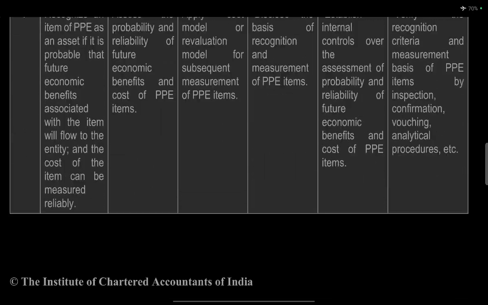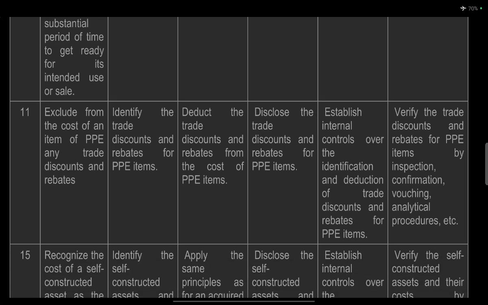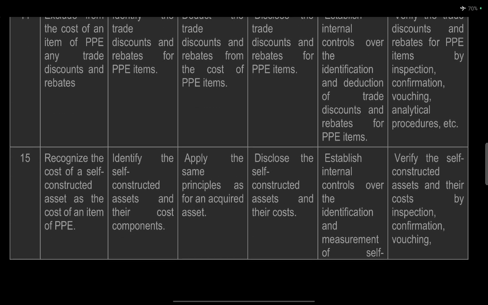Para 11. Establish internal control over the identification and deduction of the trade discounts and rebates of PPE. Then audit procedure: verify the trade discounts and rebates of PPE items by inspection, confirmation, vouching, analytical procedures. Para 15. Relevant accounting standard.